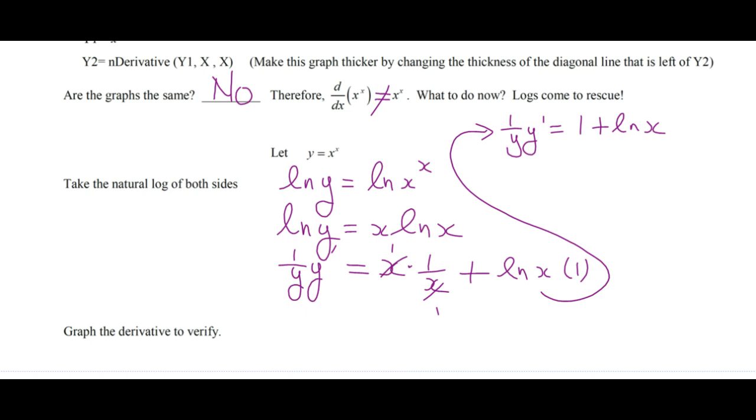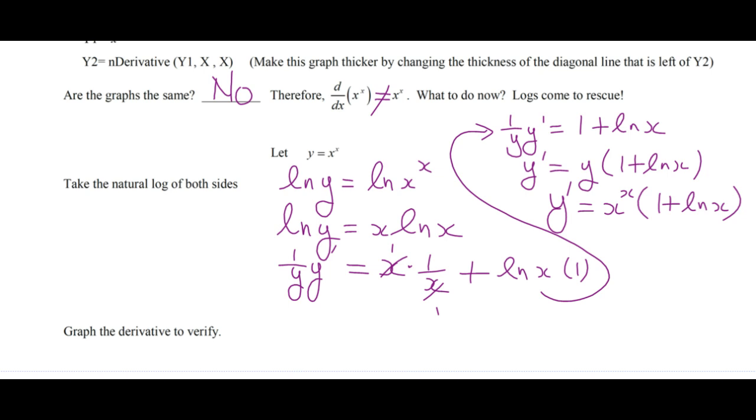Now what? Well, we need to get y prime by itself, so we're going to multiply both sides by y. So y prime is y times 1 plus ln x. But what's y? Yeah, x to the x. So now we're going to replace the y. This always happens in logarithmic differentiation: y prime is y times something, and we usually have y. So it's x to the x times 1 plus ln x.